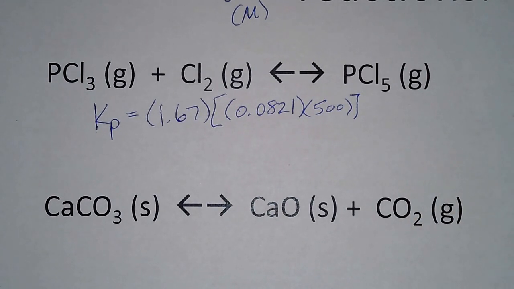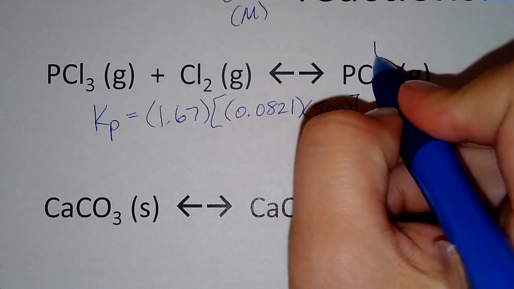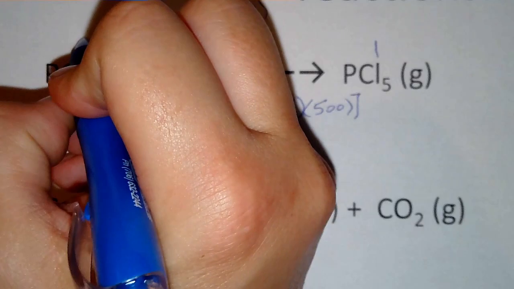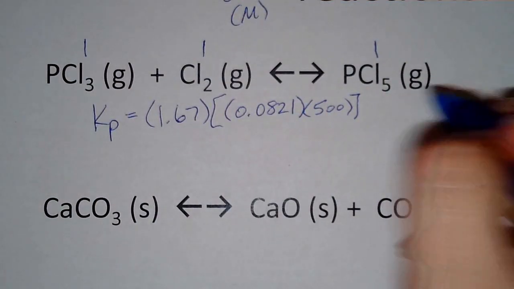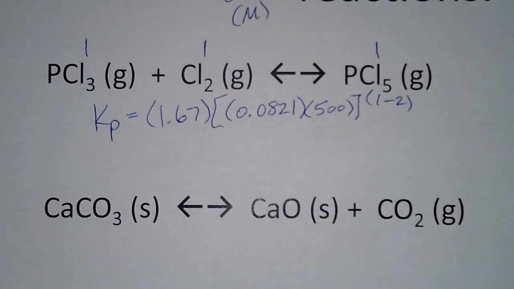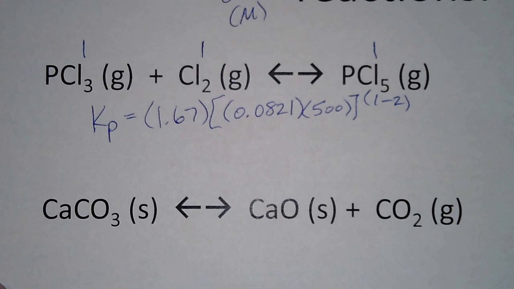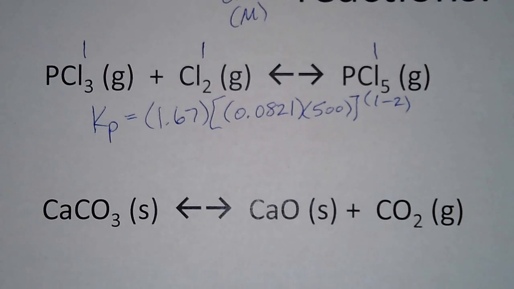For our reaction, we have 1 mole of gas in the products, 1 plus 1, 2 moles of gas in the reactants. So delta N would be 1 minus 2, or negative 1. Remember, when our exponent is negative 1, what that actually means is we're going to put it on the bottom of a fraction.